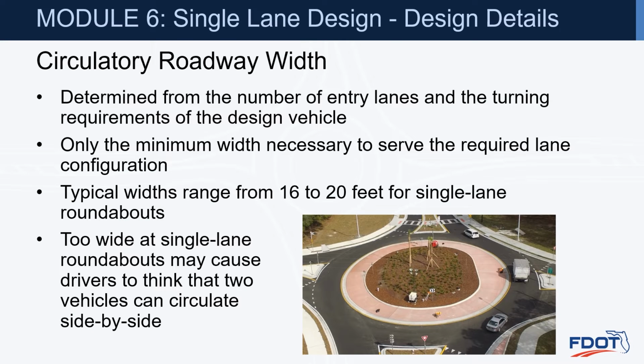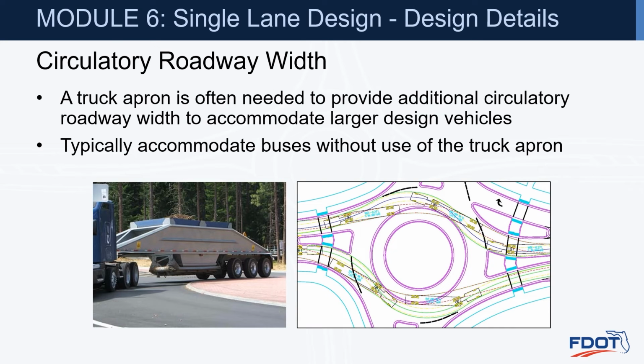Circulatory roadway width. This will be determined from the number of entry lanes and the turning requirements of the design vehicle. Want to only provide the minimum width necessary to serve the required lane configuration. Typical lane widths from 16 to 20 feet for single lane roundabouts. And too wide at single lane roundabouts may cause drivers to think that two vehicles can circulate side by side. A truck apron is often needed to provide additional circulatory roadway width to accommodate larger design vehicles. And typically you're going to want to accommodate buses without having to use the truck apron.